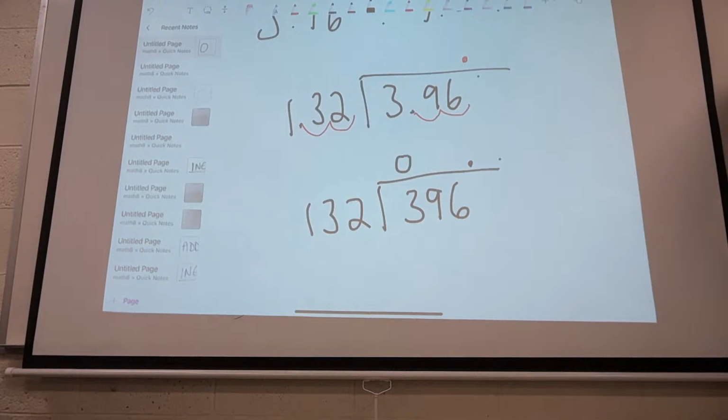132 can't go into 3, can't go into 39. How many times in the 396? What do you think? Could try 5. That's always a good place to start. 660, too big. 264, too small.